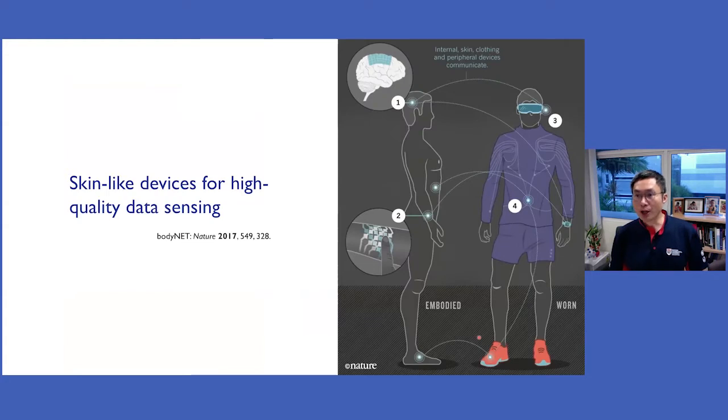Okay. So not only for this kind of human-machine electronics interface, this can also move forward as this kind of device put on, this kind of wearable device. And what we do is really get high quality data from the human for healthcare monitoring.